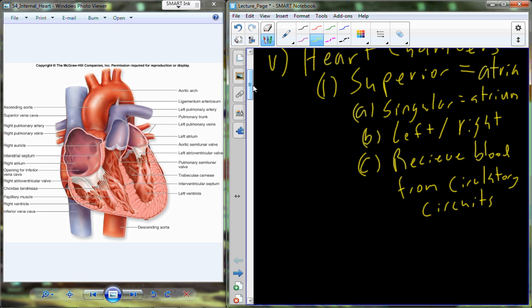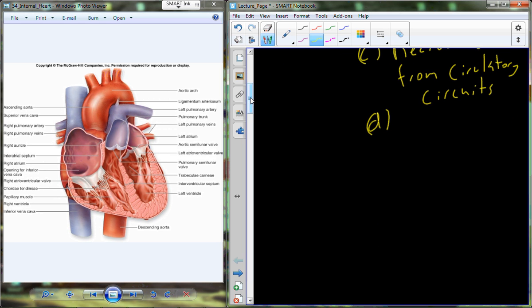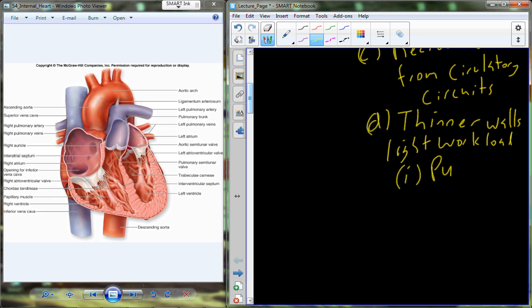The left atrium is going to accept blood back from the pulmonary circuit. And it's going to come back in from the left and right pulmonary veins. So they'll receive blood from our pulmonary and from our general circuits, and then they're going to push blood into the ventricles. Now, that's a very short distance. We're talking about a matter of inches. So as we've already mentioned, we're going to have thinner walls. Myocardium is going to be thinner here because of the lighter workload. So we're just pumping blood into our ventricles.